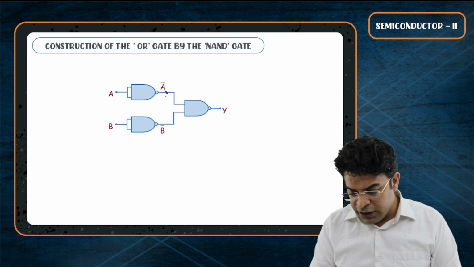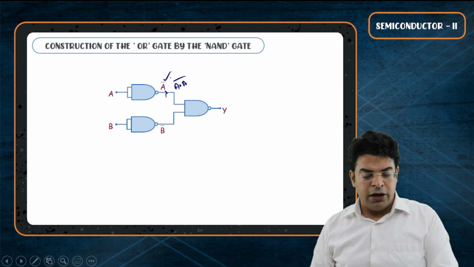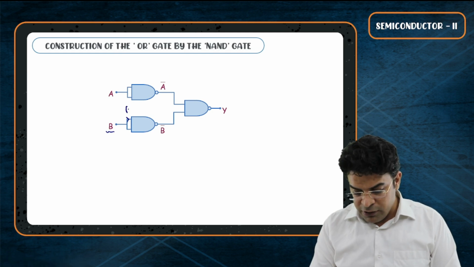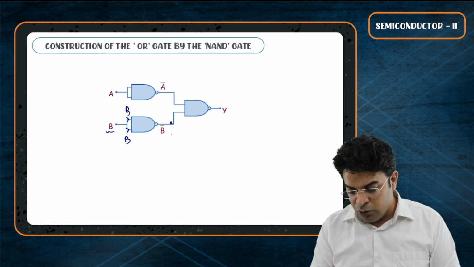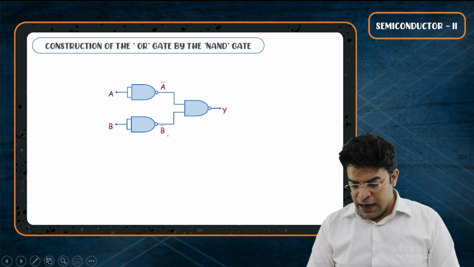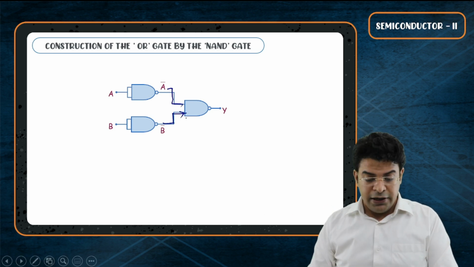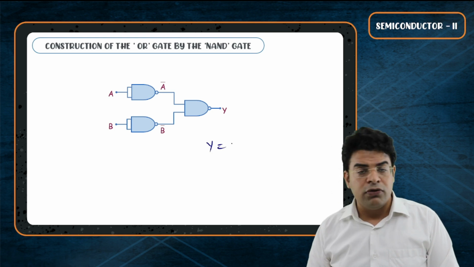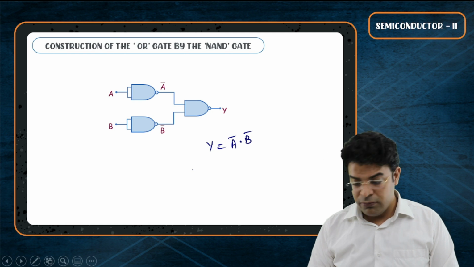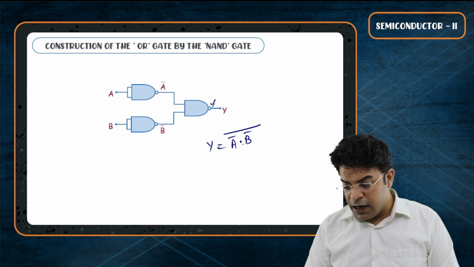So the output here will be A dot A bar, and A dot A bar is nothing but A bar. If the input to the second one is B, here the input will be B, here the input will be B, and here the output will be B dot B bar, that is the same as B bar. And then this A bar and B bar goes into the third NAND gate. So you can say that Y equals A bar dot B bar and then NOT. So NAND. So A bar dot B bar, whole bar.